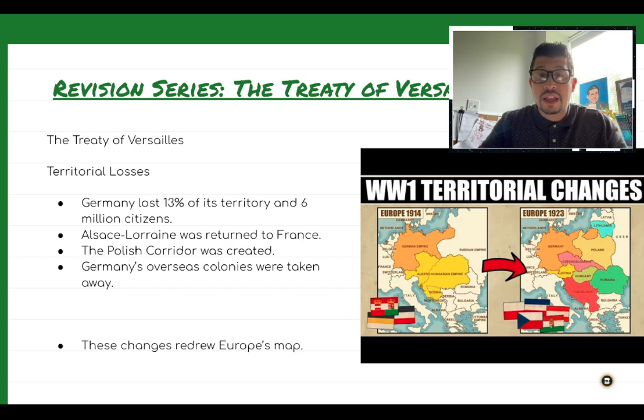And if you take a look at the map right here, you can really see that vast difference of Germany and Austria-Hungarian Empire prior to World War I and how much land they lose and what the modern Europe looks like after World War I. It literally redrew the map of Europe.